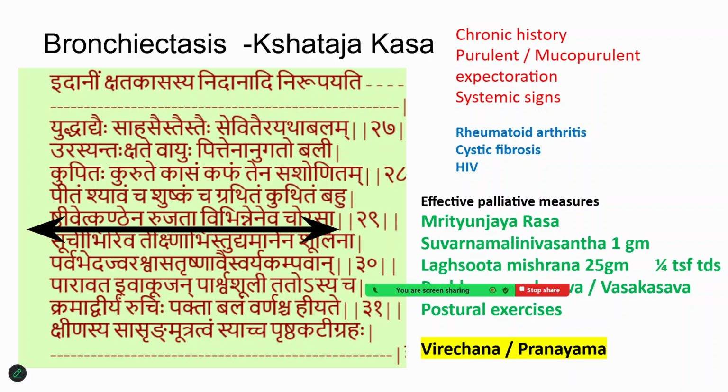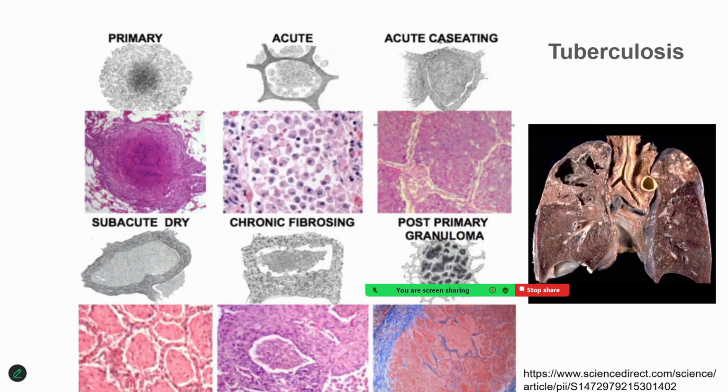Virechana can be given in a fit patient where the course of the disease can be modified to a great extent. Now, one more of the conditions which I would be discussing is tuberculosis. Tuberculosis is a specific disease entity produced by an organism, which may produce granulomatous infection. The pathological changes produced by tuberculosis also vary widely, particularly in the lung.